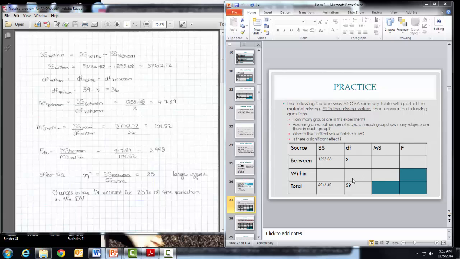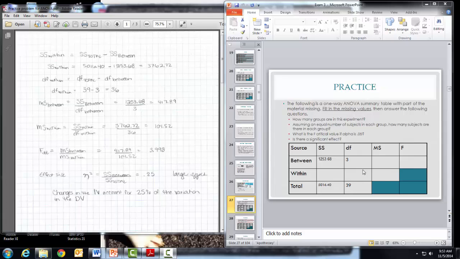Next, we're going to work on degrees of freedom within. And we can figure that out, again, by knowing the relationship between degrees of freedom total and the degrees of freedom between and within. So degrees of freedom total is equal to degrees of freedom between plus degrees of freedom within. Okay, so to figure out our missing value, degrees of freedom within is equal to the total minus between. So we have 39 in total and 3 between, so we end up with 36 degrees of freedom within. And so we can put 36 into this empty cell here.